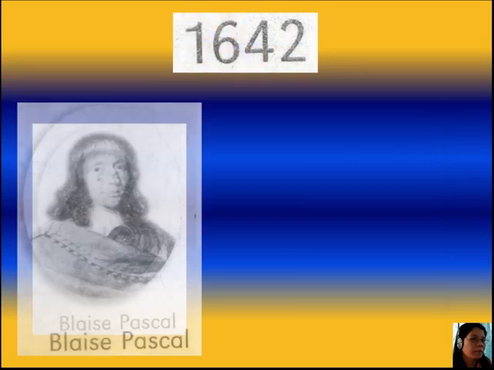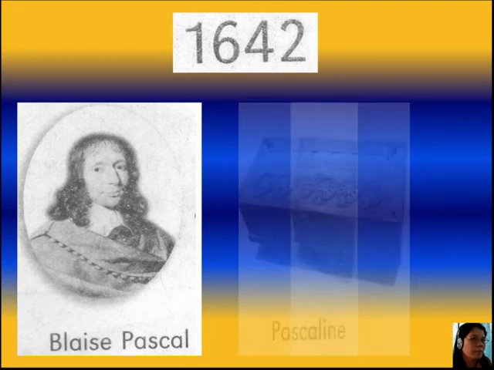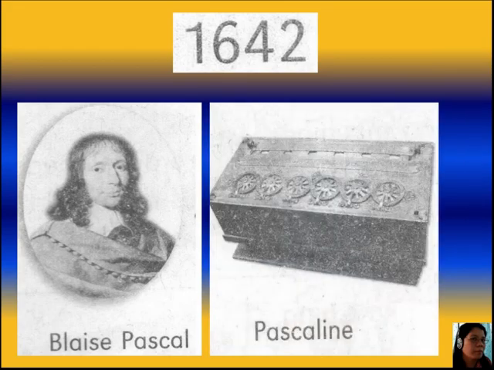In 1642, French mathematician Blaise Pascal invented a new kind of machine called the Pascaline. It used a system of interlocking wheels and pulleys instead of beads. Each wheel had 10 notches numbered 0 to 9. The Pascaline could add up to 999,999.99. It could also subtract.